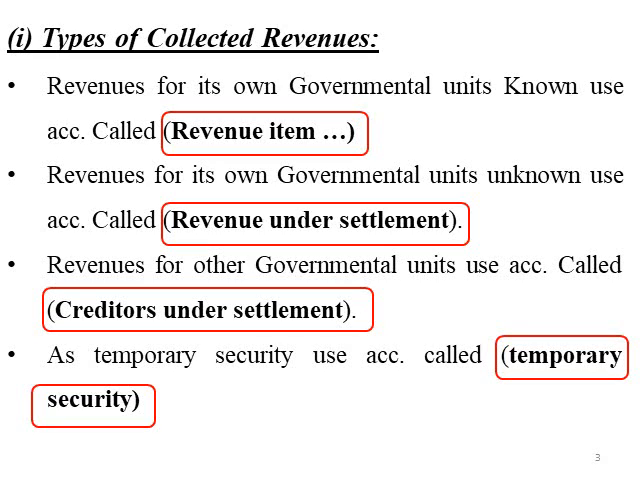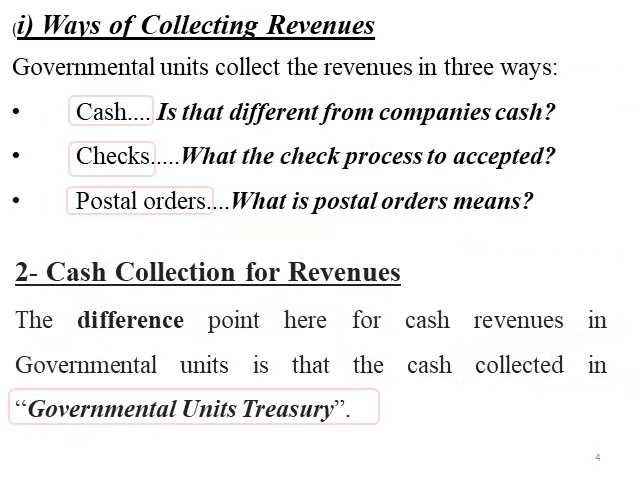That means that you owe money to someone, so we call it creditors. The last one is called temporary security, which means a very liquid financial paper that we can transfer to cash very quickly. So we have 4 categories of revenues: revenues item known, revenues under settlement, creditors under settlement, temporary security.